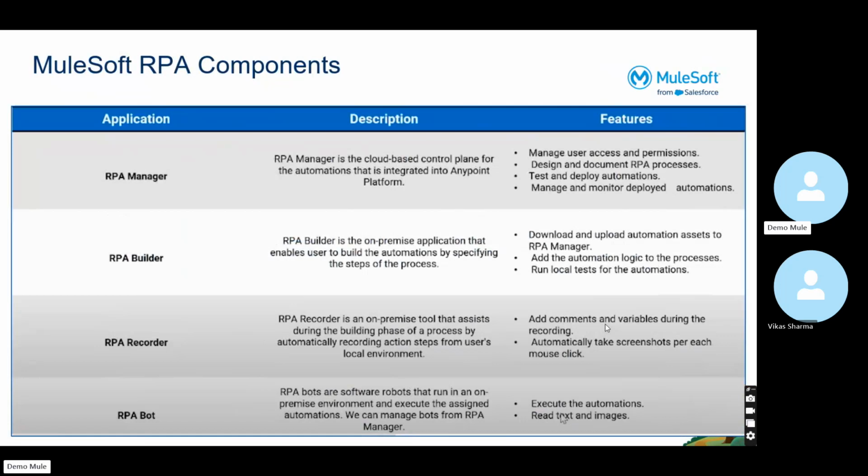The second component is RPA Builder. RPA Builder is an on-premise application. You have to install it on your dedicated server, and it enables us to build the automations by specifying the steps, or the logic we need to perform in a particular step. With the help of RPA Builder, we can download and upload the automation assets to RPA Manager. We can add the automation logic to the processes, as well as run local tests.